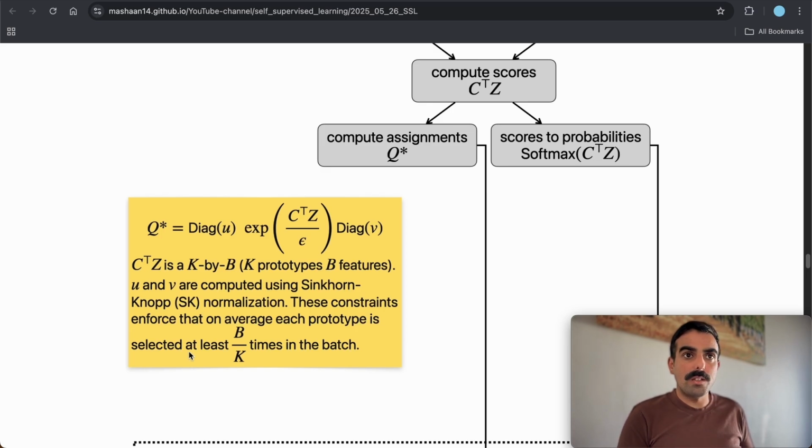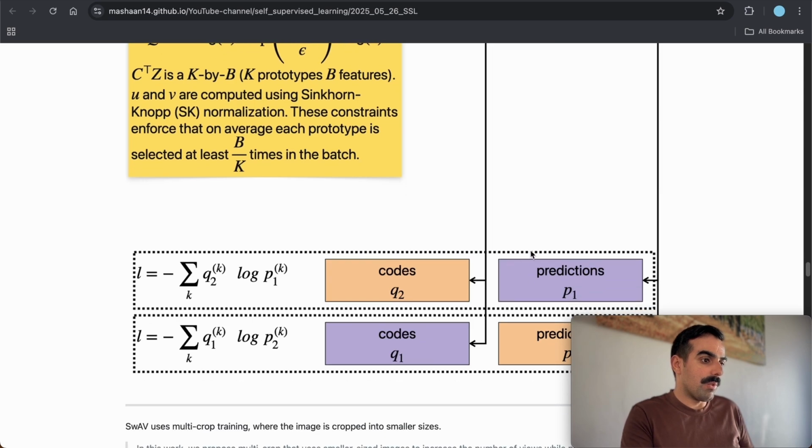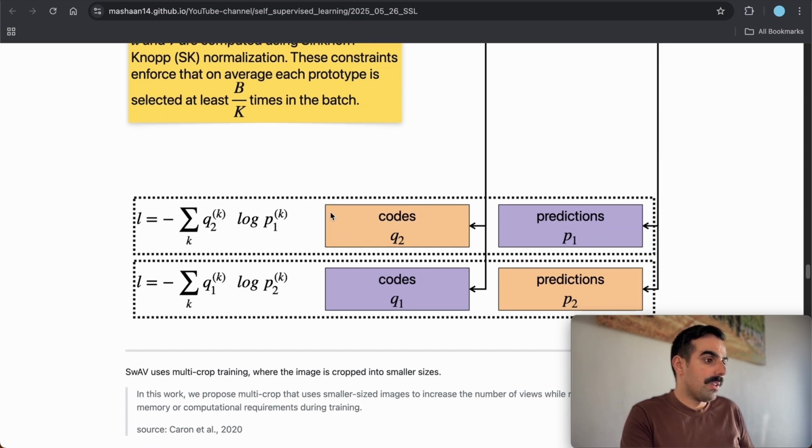By using this, we are making the prototypes active. If we didn't do that, some prototypes might die. If we do not select them, the network ends up ignoring them. But if we select them early on in training, even in a wrong way, the network could adjust itself. The point is we want to make all prototypes active so we can map images into prototypes. So this procedure gives us the codes. These are the predictions, these are the codes, and then we compute the loss between the predictions and the codes.